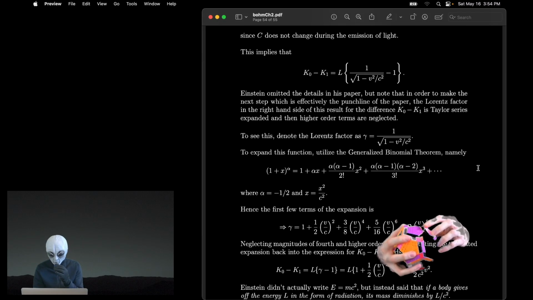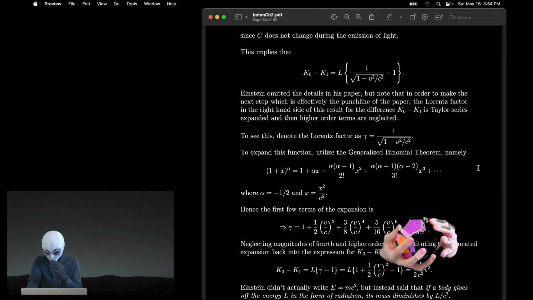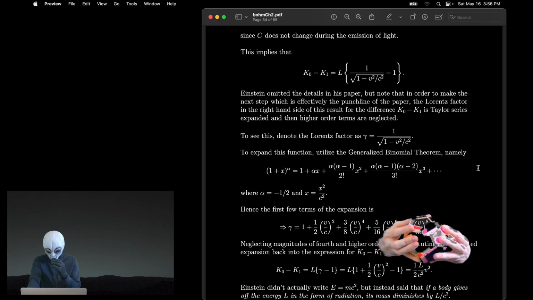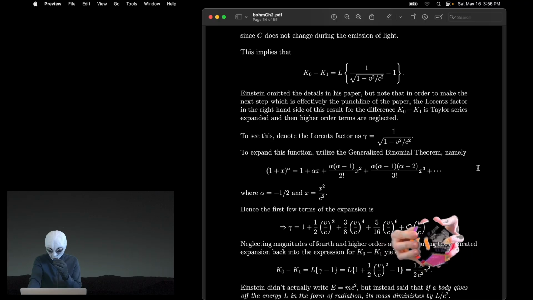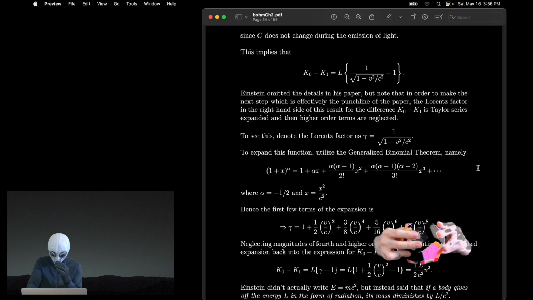This implies that K₀ minus K₁ is equal to L times the quantity, fraction with the numerator of 1 all over the denominator of the square root of the quantity 1 minus v squared over c squared, close quantity, then outside the fraction minus 1.